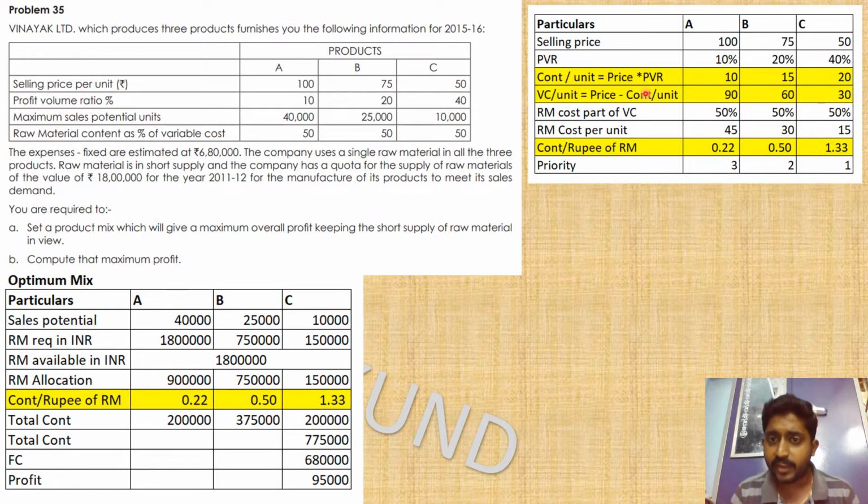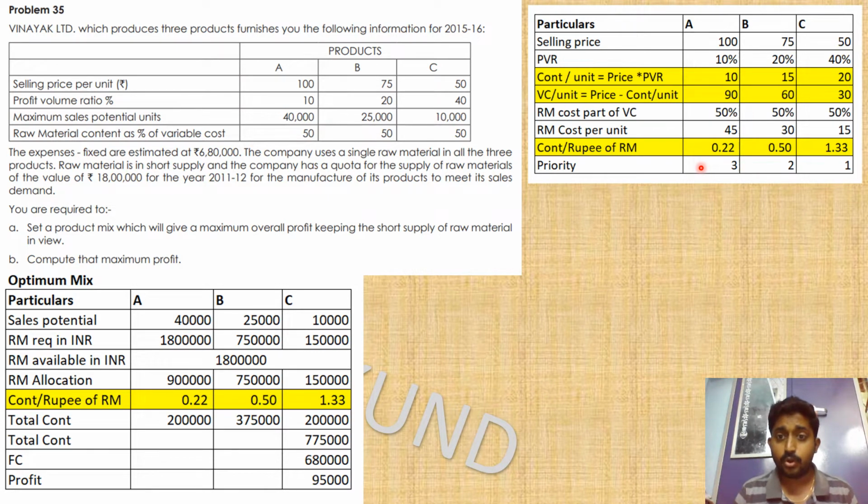Now we have the contribution per unit and we have our raw material cost per unit. Contribution per unit divided by raw material cost per unit will give you contribution per rupee of raw material. So for each rupee of raw material, this is the contribution. In that way, 22 paisa is the contribution per rupee of raw material for A, 50 paisa for B, and 1.33 for C. As you see, the highest contribution per rupee is earned by C, second priority is B, and third priority is A.